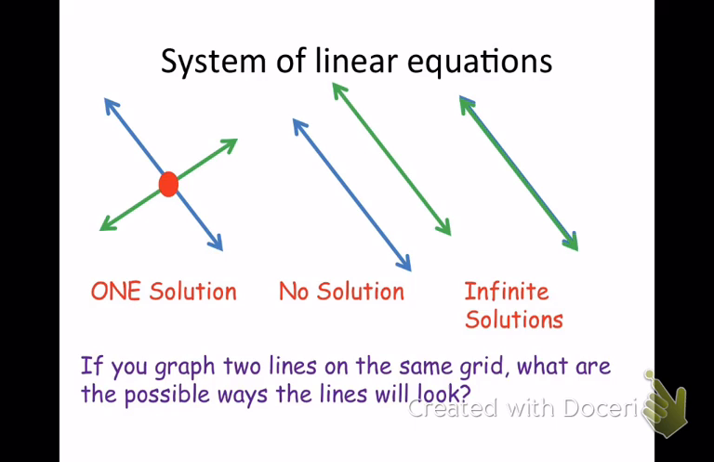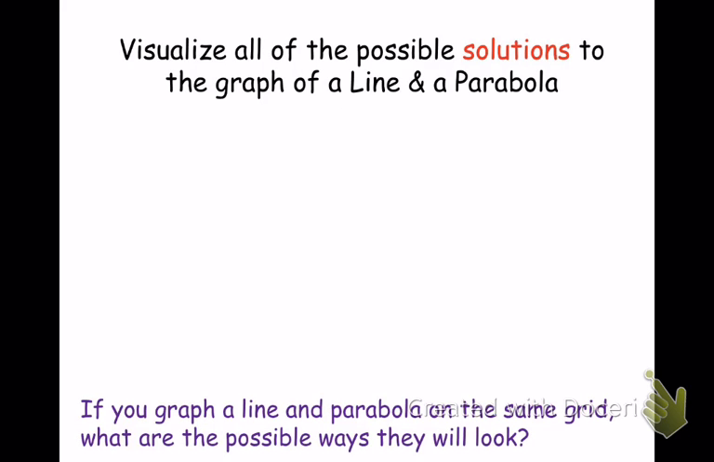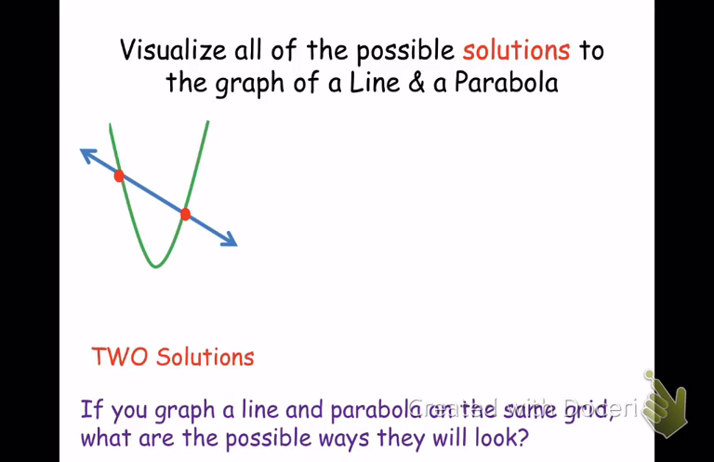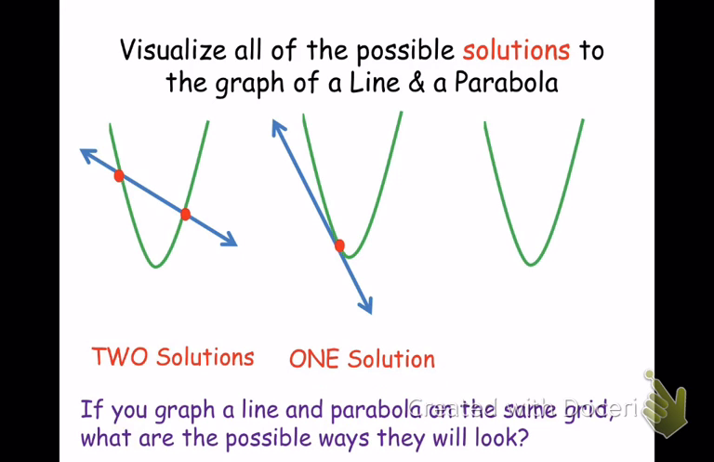So this advanced lesson is going to go over what if I have a line and a parabola on the same graph? What are my possible options for solutions? Let's take a look at the three options we have. Let's say I have my parabola. The line can intersect the parabola twice, which would give me two solutions. I can have my parabola where the line barely touches the edge of it, and that gives me one solution. And I can also have the case where the line does not intersect the parabola, and that gives me no solutions. So these are the three cases when we have a line and a parabola.